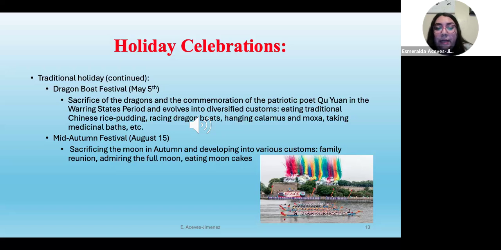Another traditional holiday is the Mid-Autumn Festival, which is August 15th. This consists of sacrificing the moon in autumn and developing into various customs. This is primarily when you would have what is called a family reunion, and you would admire the full moon as well as eat mooncakes. The Spring and Mid-Autumn Festival are both known as family reunions because these are the big major holidays to where your family comes back into town and you see the majority of your family.